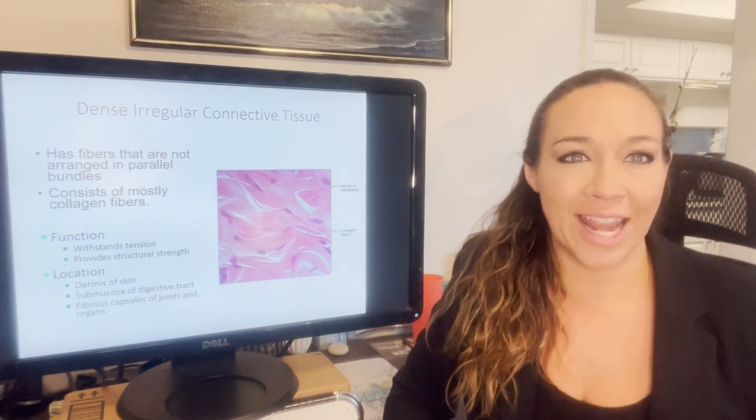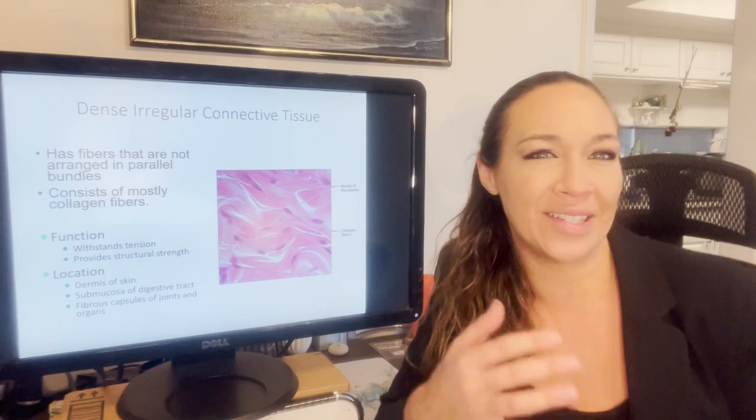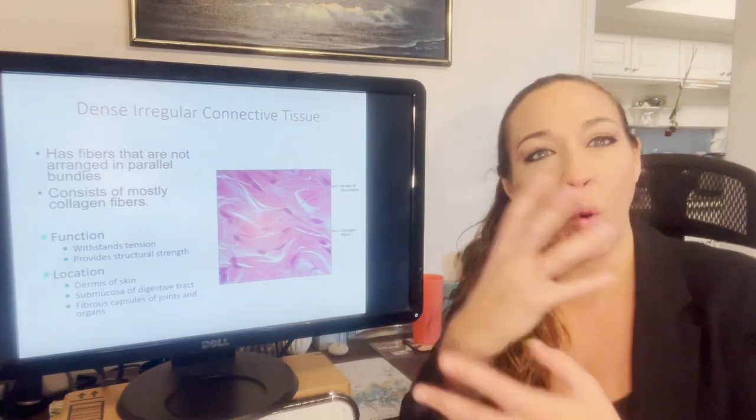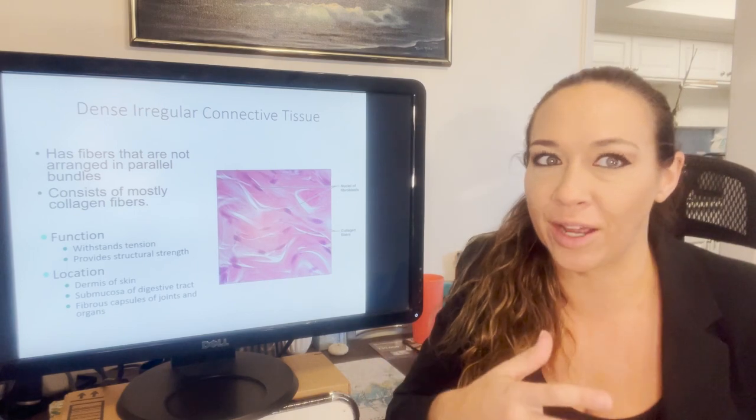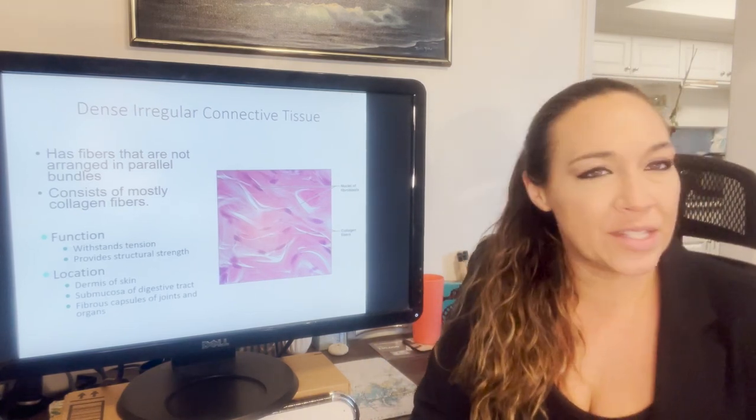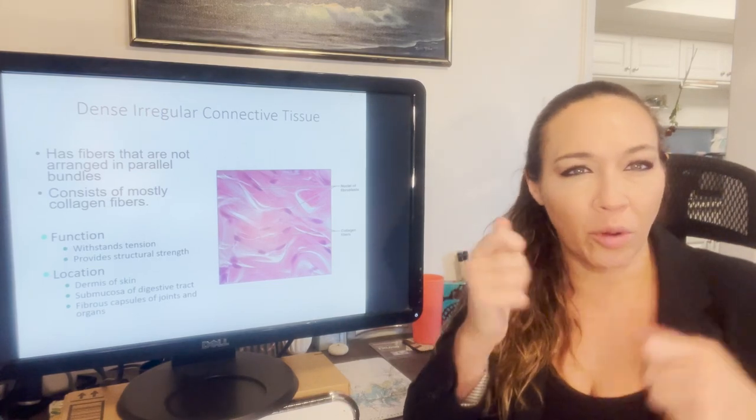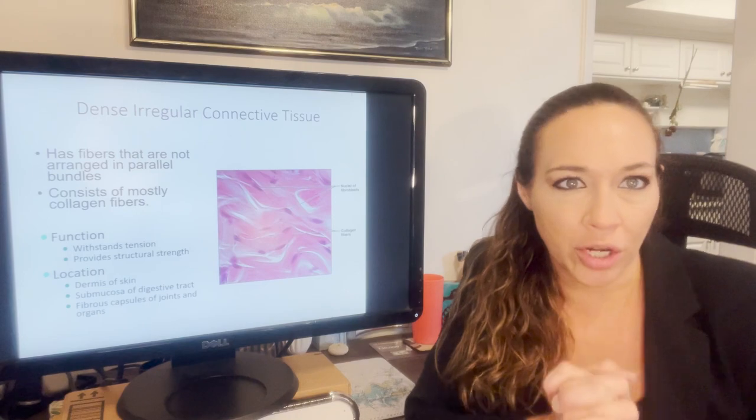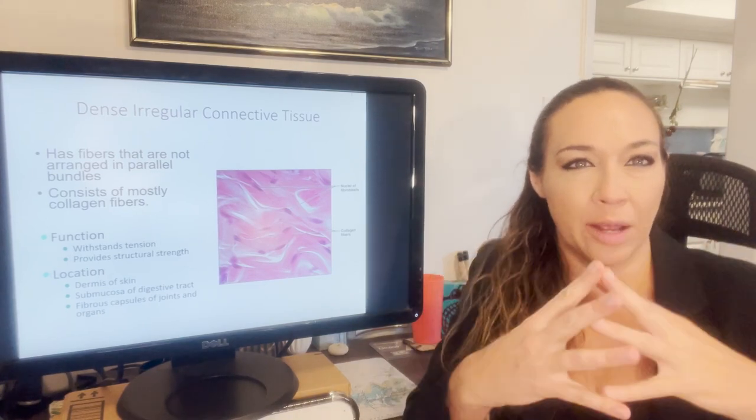Hence the name irregular, because there is no real set standard pattern or shape. It just kind of moves in this wonky way. So if you see that, you can know it is definitely going to be a dense irregular connective tissue. And again, withstanding that tension, right? Being pulled in multiple directions, depending on where you're located. Great structural strength, again, because you can be pulled in that multi-directional tension.